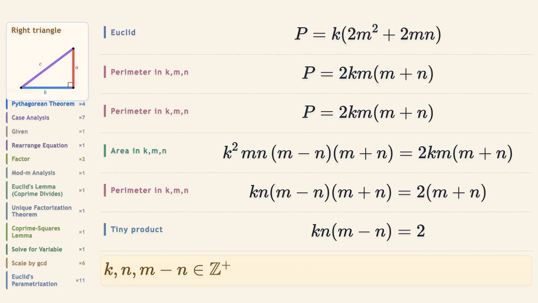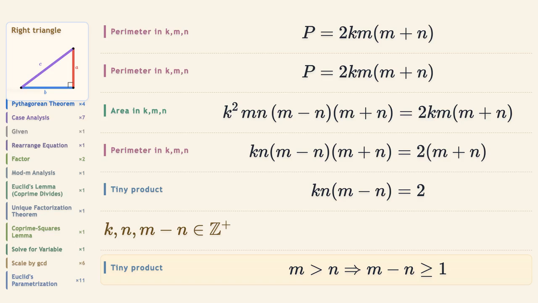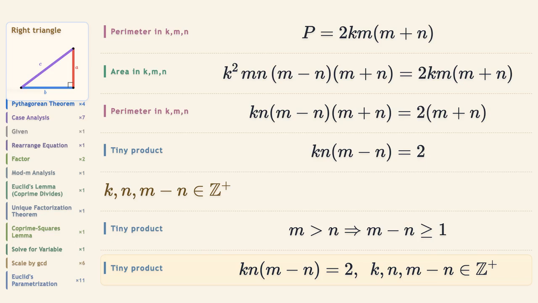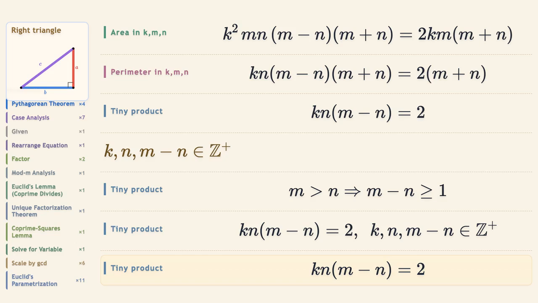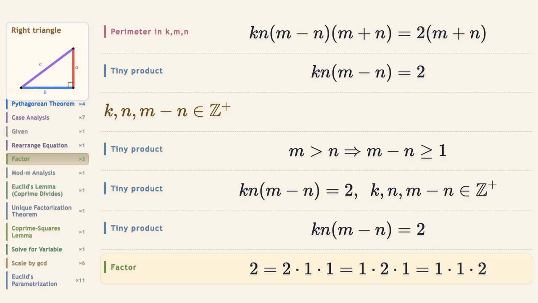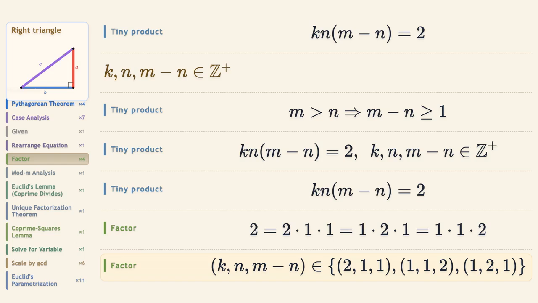So, three positive integers k, n, and m minus n multiply to 2. Since m is greater than n, m minus n is at least 1. Now enumerate factorizations. Three positive integers k, n, and m minus n multiply to 2. The three ordered factorizations are (2, 1, 1), (1, 2, 1), and (1, 1, 2). These give the three candidate assignments for k, n, and m minus n.